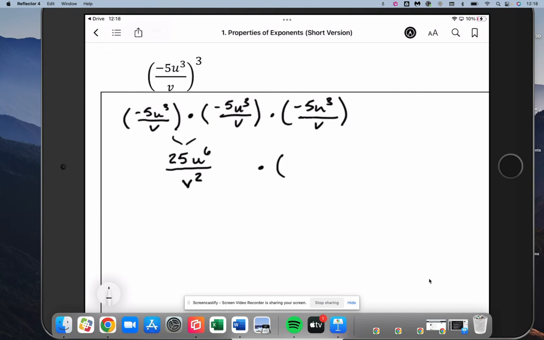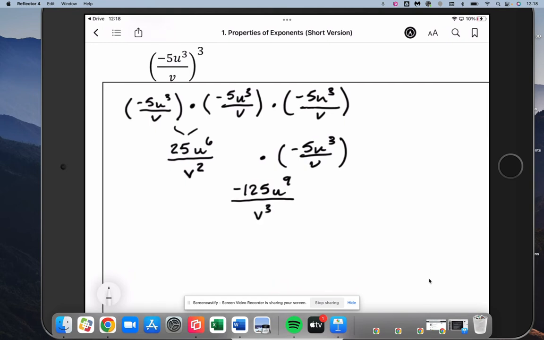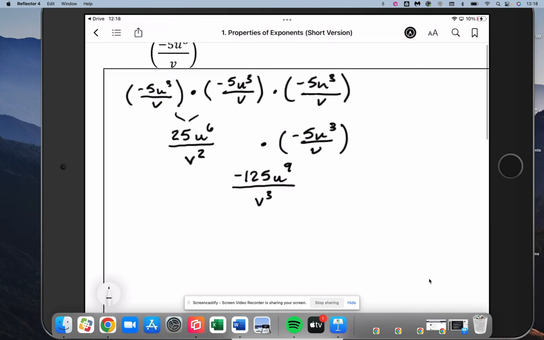And then I still have one more, negative 5u to the power of 3 over v over here that needs to be dealt with. So similarly to what we've done previously, 25 times negative 5 is going to be negative 125. U to the power of 6 times u to the power of 3, I add those exponents, so 6 plus 3 is 9. V to the power of 2 times v is 2 plus 1 more makes 3. And so I get negative 125u to the power of 9 over v to the power of 3.